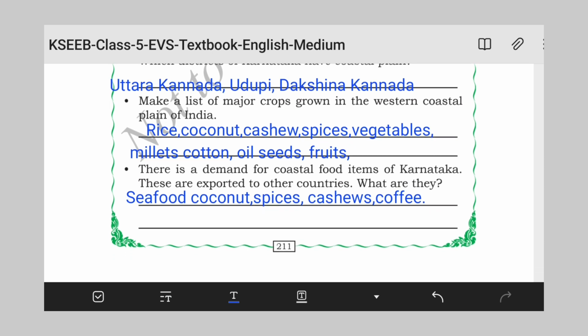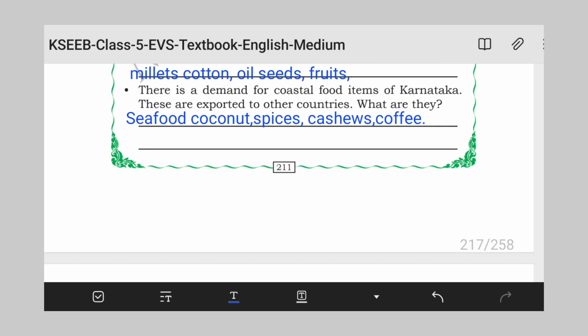Next, there is a demand for coastal food items of Karnataka. These are exported to other countries. What are they? Seafood, coconut, spices, cashews and coffee.